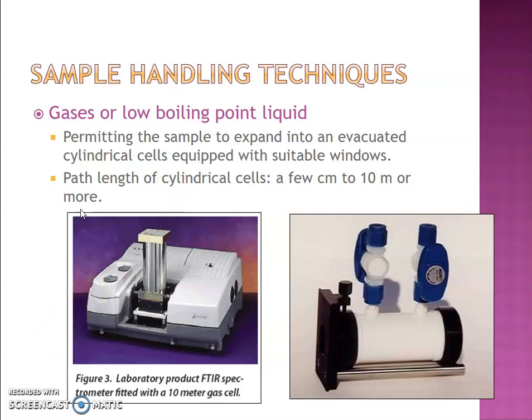So we go to the sample handling techniques. Yeah. So we have 3 types of sample that can be analyzed using FTIR. First, gas sample. Yeah. Gases or low boiling point liquid. Okay. Permit the sample to expand into an evacuated cylinder cell equipped with suitable window. Yeah. And the path length of the cylinder normally can go up to 10 meter, yeah, from cm to 2 meter size. Yeah. So this is a diagram showing a cylinder for gas sample.